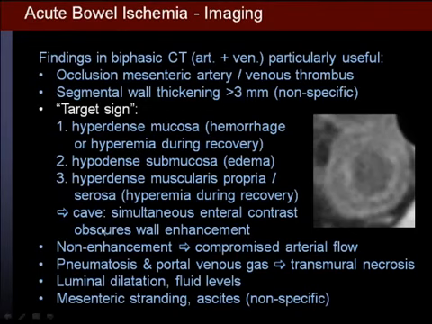A non-enhancement, of course, allows a definitive diagnosis because we know that we have a compromised arterial flow. Pneumatosis and portal venous gas are well-known signs in transmural necrosis. Luminal dilatation is secondary to missing peristalsis, and of course mesenteric stranding and fluid are non-specific signs but also occur in advanced stage of bowel ischemia.